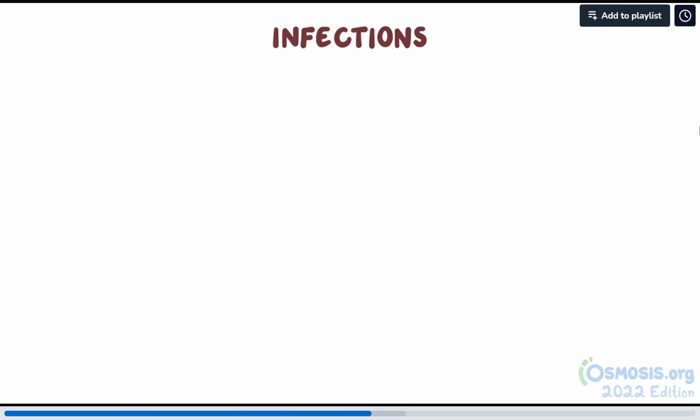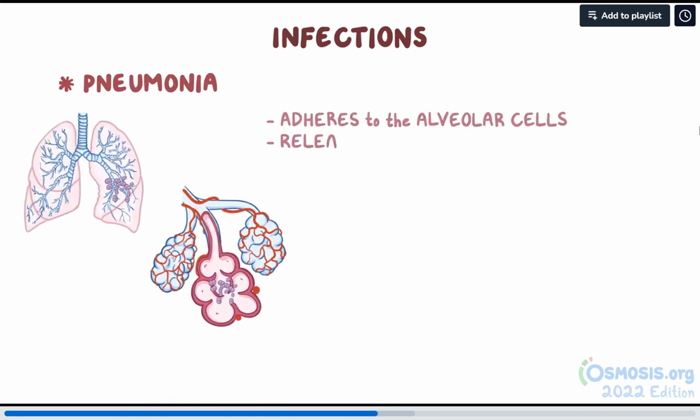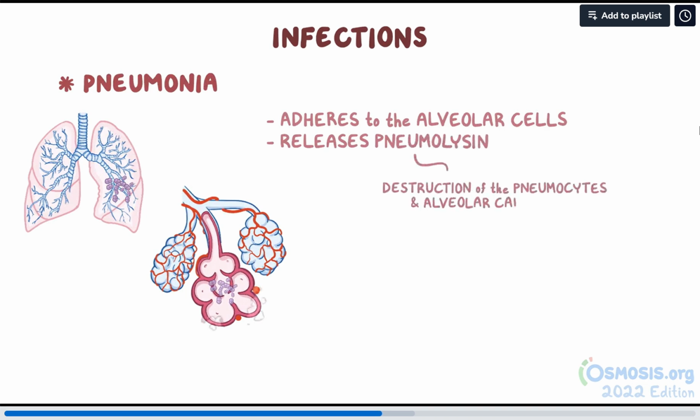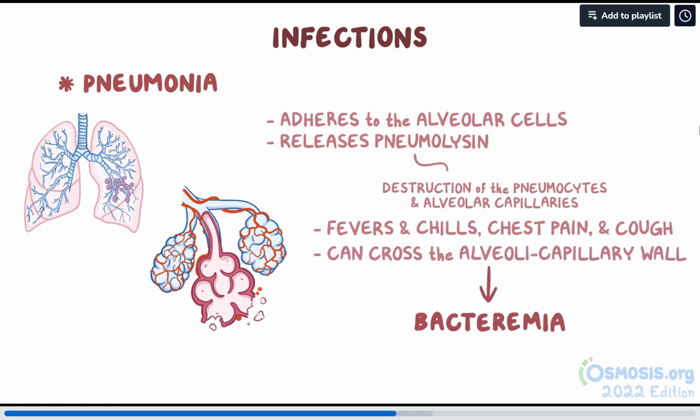However, the most common disease caused by Streptococcus pneumoniae is pneumonia. Streptococcus pneumoniae sticks to the alveolar cells, the pneumocytes, and releases pneumolysin, which leads to the destruction of the pneumocytes in alveolar capillaries. Pneumonia causes fevers and chills, chest pain, and a cough. In severe cases, strep pneumoniae can cross the alveoli capillary wall and enter the blood, resulting in bacteremia.